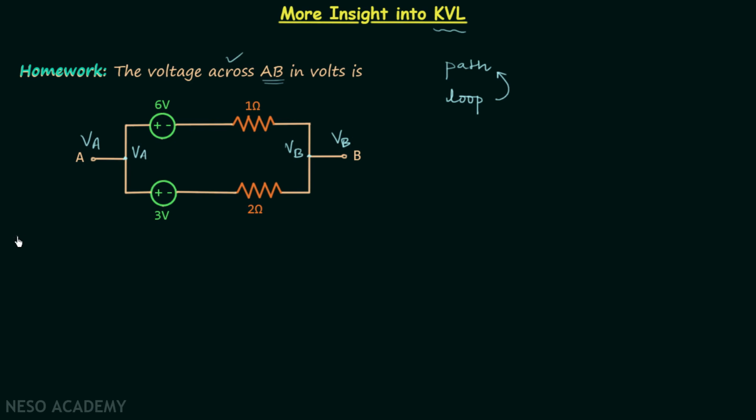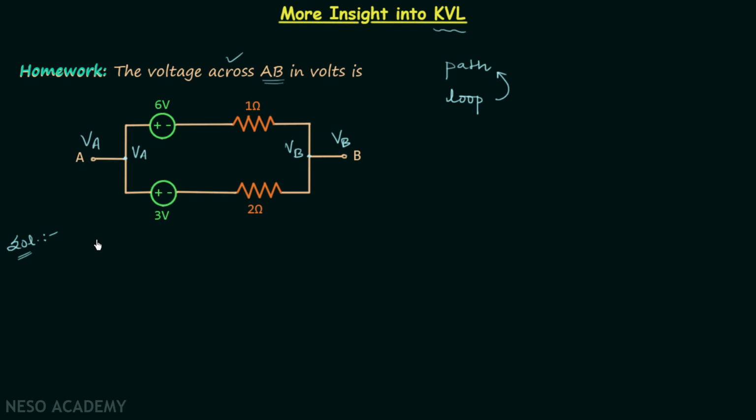Now we will move on to the solution, and in the solution we are required to apply KVL in the loop, that is, in a path having the same starting and ending nodes, and we are also required to apply KVL in a path having different starting and ending nodes. Why? Because we are required to calculate the voltage across AB, and node A is a different node as compared to node B. So we need to apply KVL in a path in which the starting and ending nodes are different.